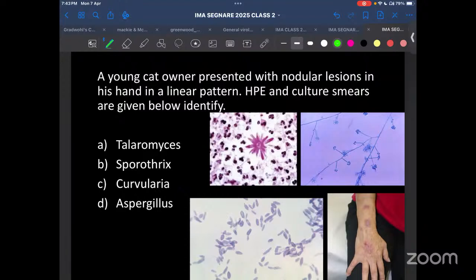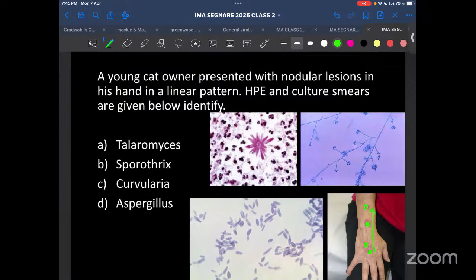So coming to our question here, a young cat owner presented with nodular lesions in his hand in a linear pattern. Histopathological examination and culture smear are given below. Identify the organism. So what is this organism? Young cat owner, nodular lesions. Now, see, there is a typical pattern that is happening here. This is a linear pattern.